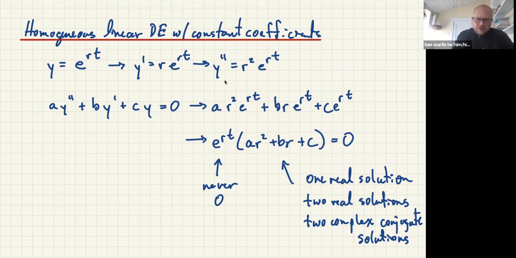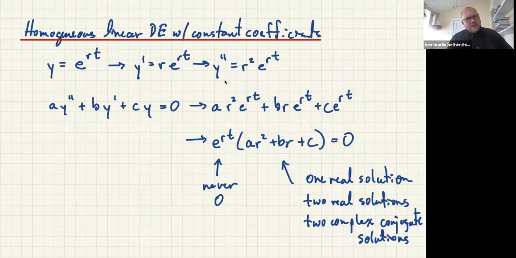And if you just make that guess that y is going to be e to the rt, then y prime would have to be r e to the rt, and y double prime would have to be r squared e to the rt. So if you plug those in here, you will end up with a r squared e to the rt, b r e to the rt, and c e to the rt. And of course, e to the rt can be factored out of those, and e to the rt is never 0. That means you can divide it out.